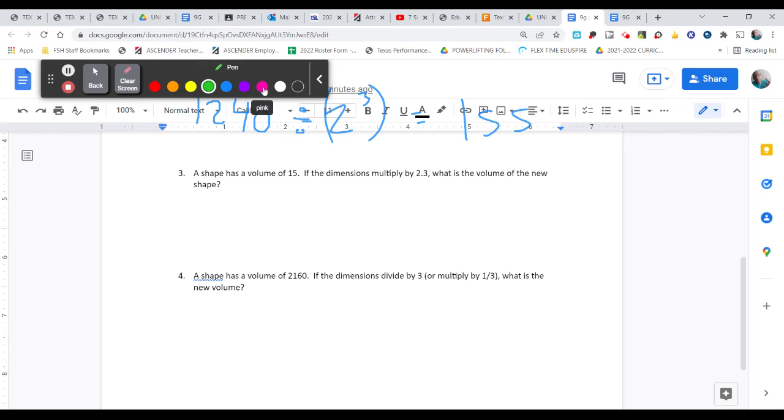So a shape has a volume of 15. The dimensions multiply by 2.3. So what are we gonna do with the 15? Multiply by 2.3 cubed. Very good. Okay, because we're working with volume right here. The answer is 182.5. Okay.